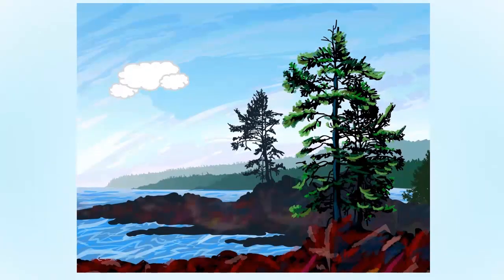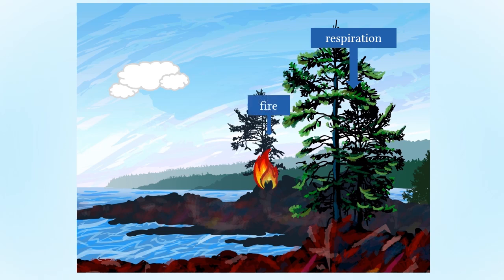First, let's discuss the forces that take oxygen out of the air. Aerobic creatures on land and in the ocean need oxygen for their life processes. Remember, this is called respiration. Naturally occurring fires also use up oxygen. When metals rust, they use oxygen too.